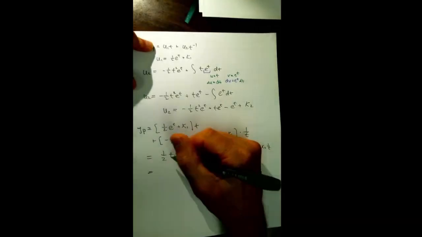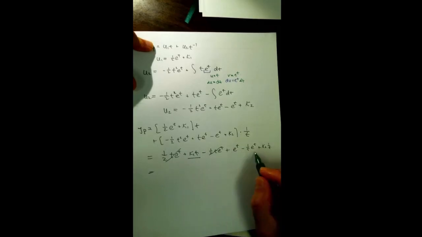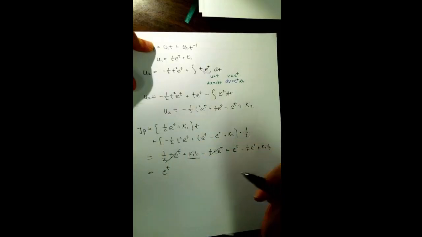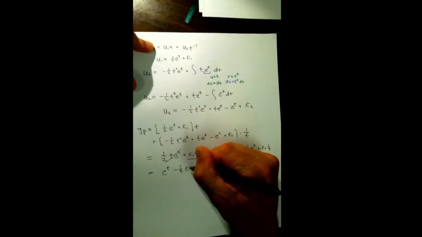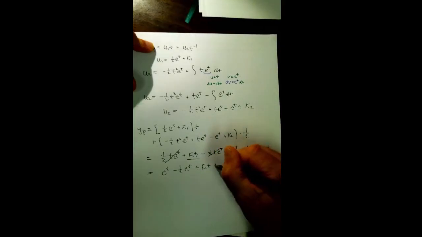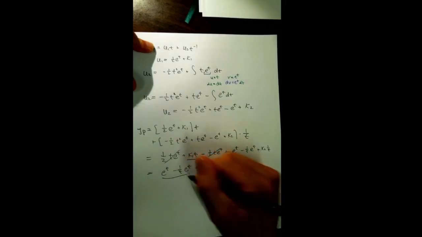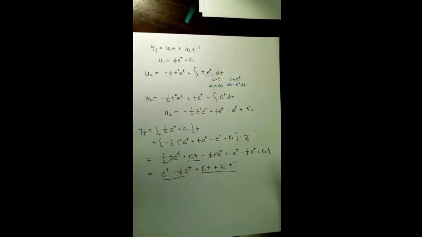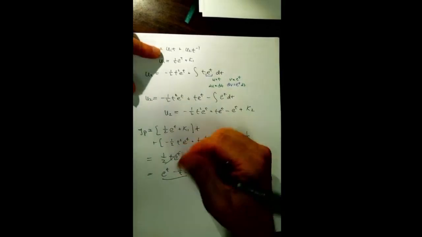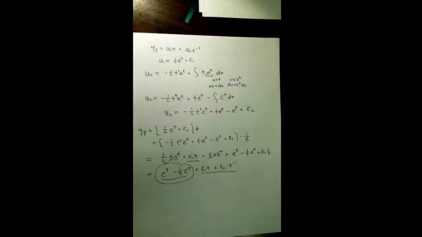Cleaning this up, those two things cancel, and that's the only like term I have. So it gives me e to the t minus 1 over t e to the t plus k1 t plus k2 times t to the minus 1. There's my homogeneous solution. There's my particular solution. And notice there's no way you're going to make a guess like that for the solution to this thing.